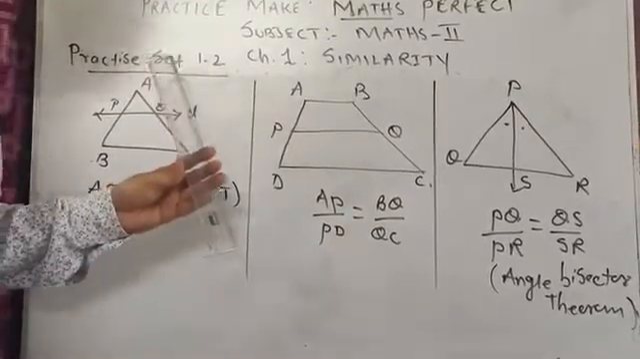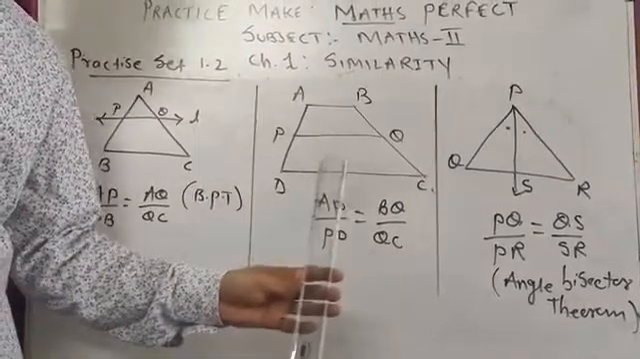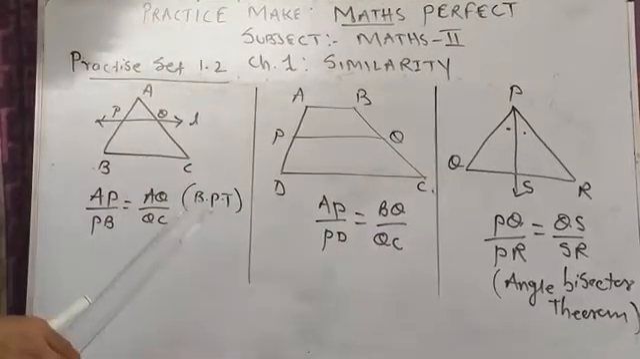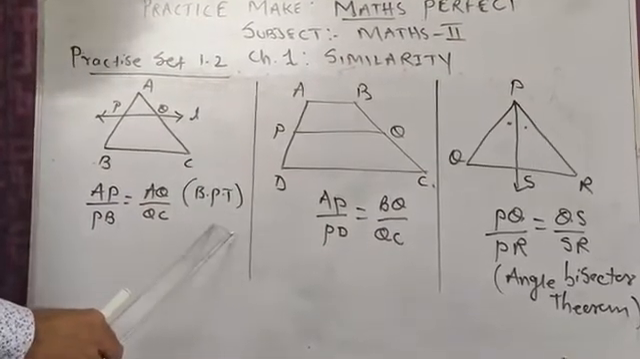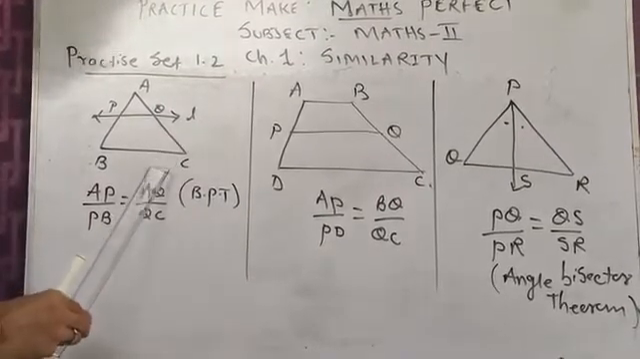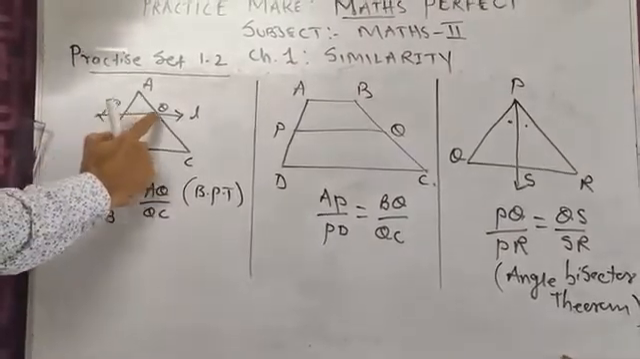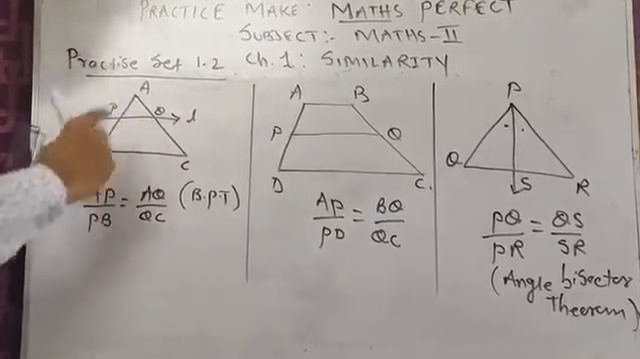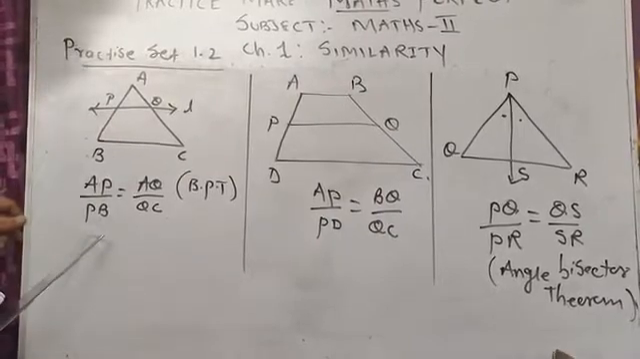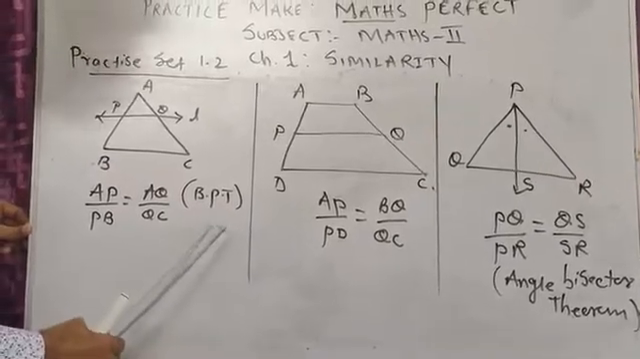Before starting exercise 1.2, let us review the following basic concepts which are related to this exercise. Your first concept is BPT, the basic proportionality theorem. In BPT, a line is parallel to one side and it intersects the other two sides at points P and Q. That means you get the ratio of the other two sides, AP upon PB is equal to AQ upon QC. This is called BPT.